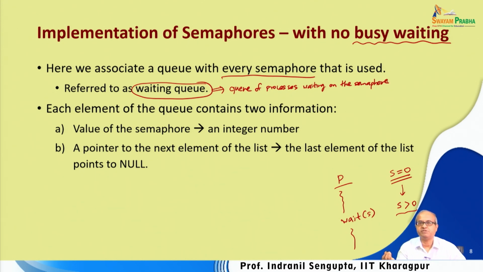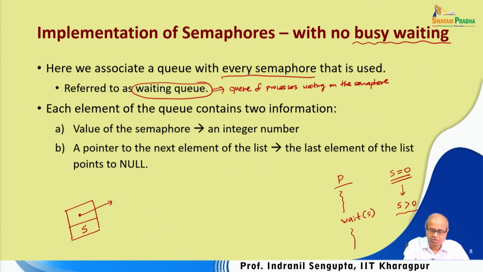There can be multiple processes who have done a wait, but the semaphore is currently locked, it cannot continue. Now, in the queue, what does the queue contain? The queue basically contains, let us say for a semaphore S, it contains the value of S and a pointer. Pointer means the address of something.